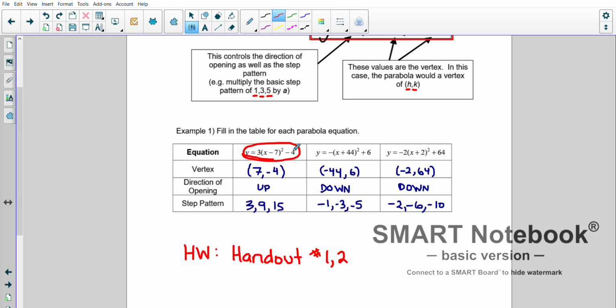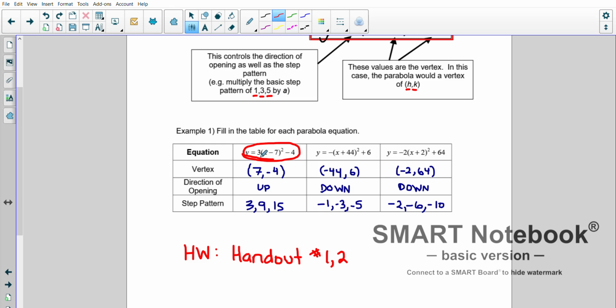Well, if you break it down individually, you know the effects of these. What is this minus 4 doing? Well, it's going to bring the parabola down 4. What's this minus 7 within the brackets going to do? It's going to move the parabola to the right 7.